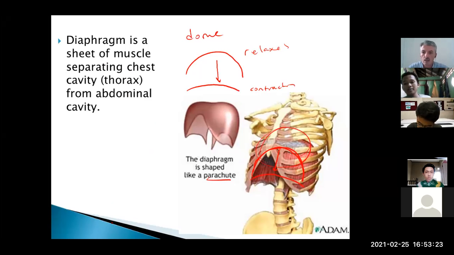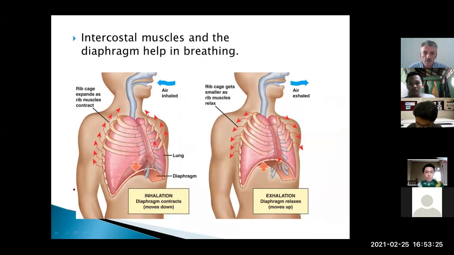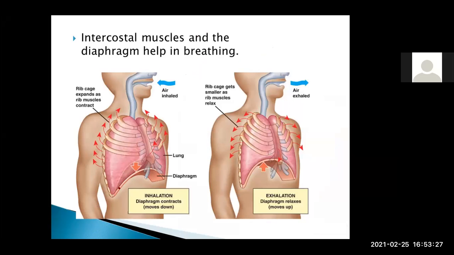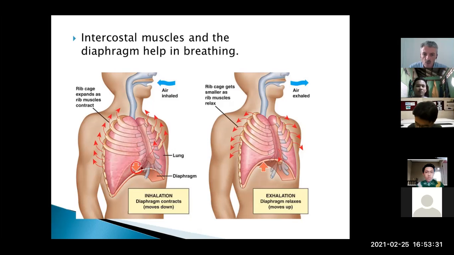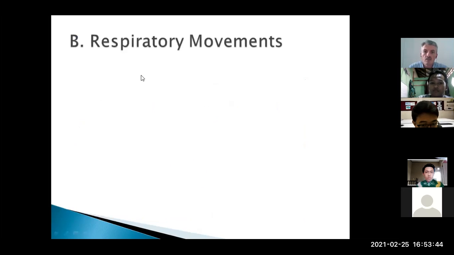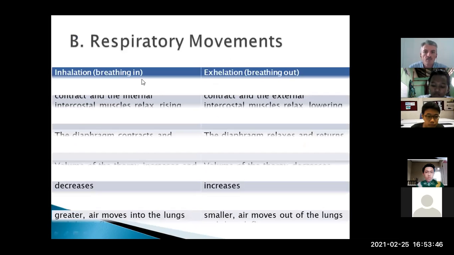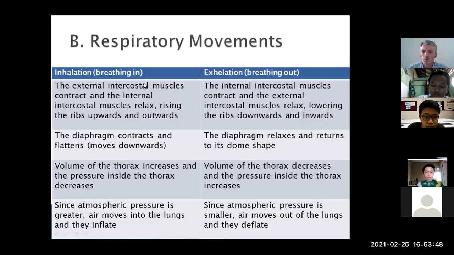The diaphragm is a sheet of muscle. Now the breathing mechanism. Like the diaphragm, this person is breathing in, so the diaphragm is going down. Look at this arrow, going down, sorry, not out. And then when we are breathing out, exhaling, the diaphragm is moving up. So you should remember this.